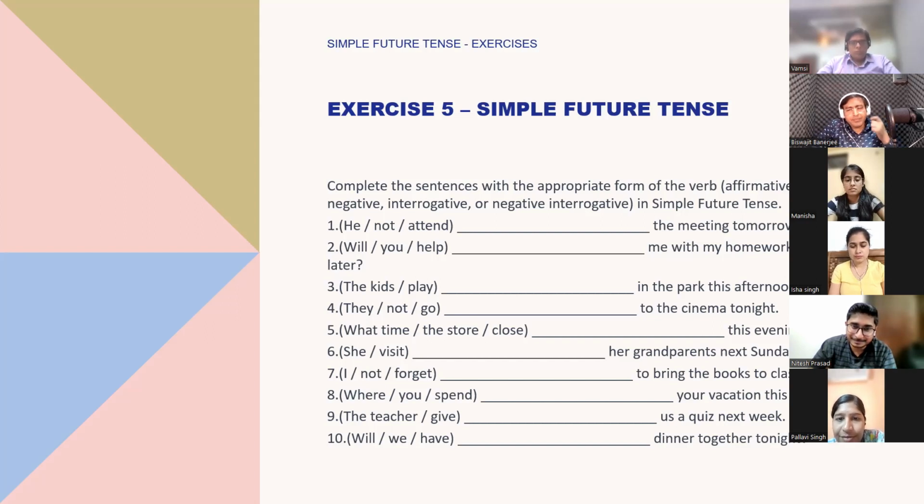Seema, the kids will play in the park this afternoon. Correct. Vamsi, dash to the cinema tonight. Will they not go to the cinema tonight? Correct. They will not go to the cinema tonight. Perfect, perfect. Manisha, dash this evening.